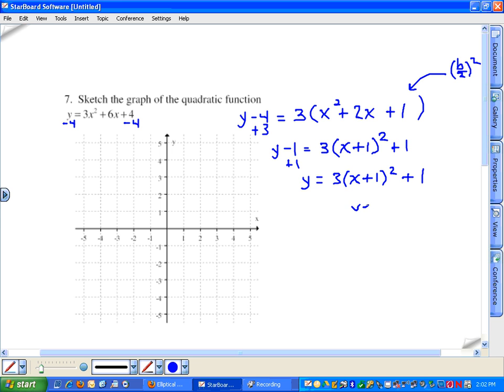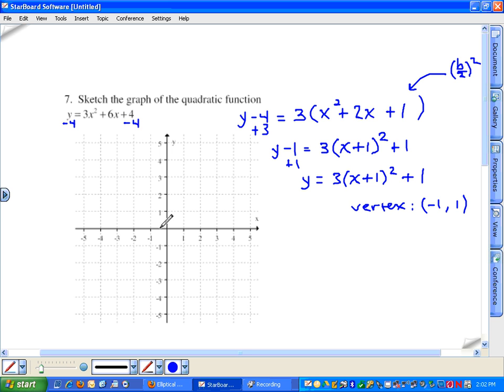Now the vertex is then negative 1, comma 1. The reason for that, remember, inside the function is a horizontal change, and it's also the opposite. Plus 1 moves the vertex to the left 1 unit. The plus 1 on the outside moves it up 1. That's why the vertex has been moved to negative 1, positive 1.